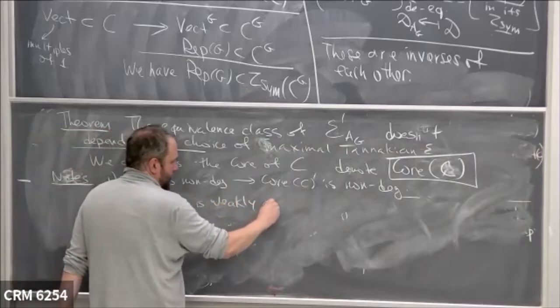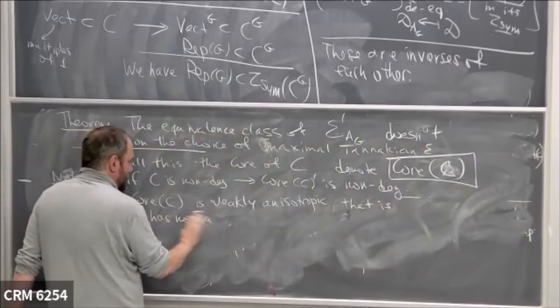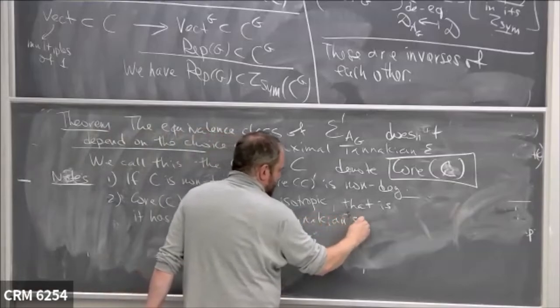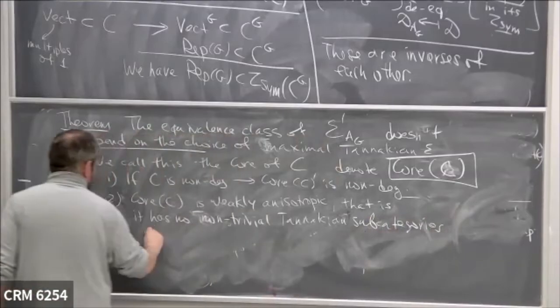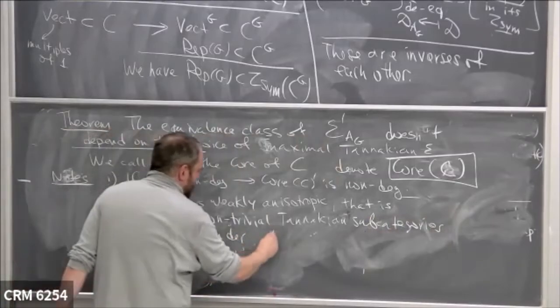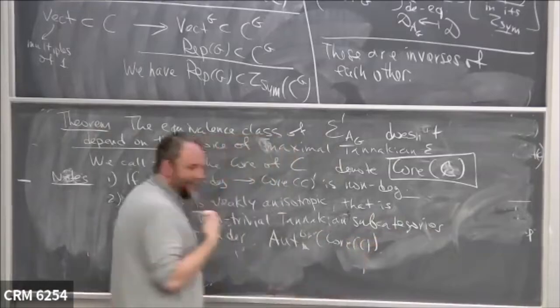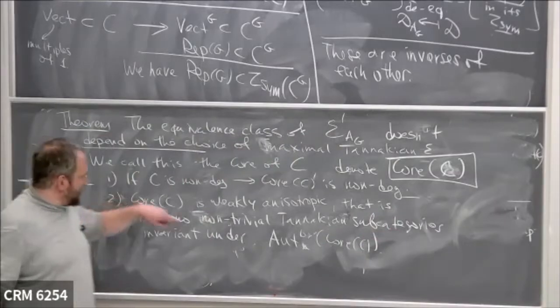Weakly anisotropic. There are no non-trivial Tannakian subcategories invariant under the group of its braided auto-equivalences. So what does it mean? It can have Tannakian subcategories, but not invariant under this.